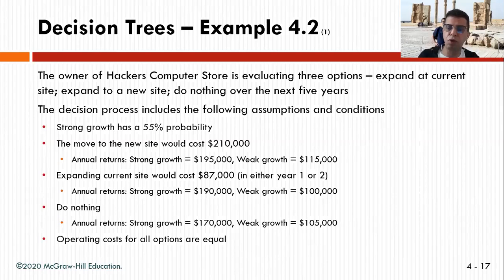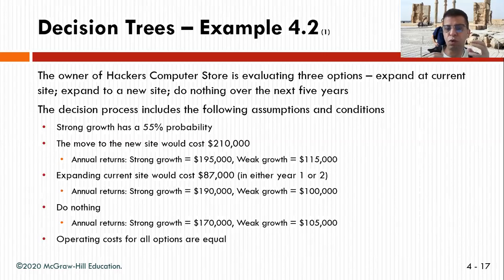So they break down the options and say, if we expand at the current site, what will happen? What's the chance of this happening? What's the profit? What's the cost? And start comparing them. So the decision process includes the following assumptions and conditions. A strong growth has a probability of 55%.